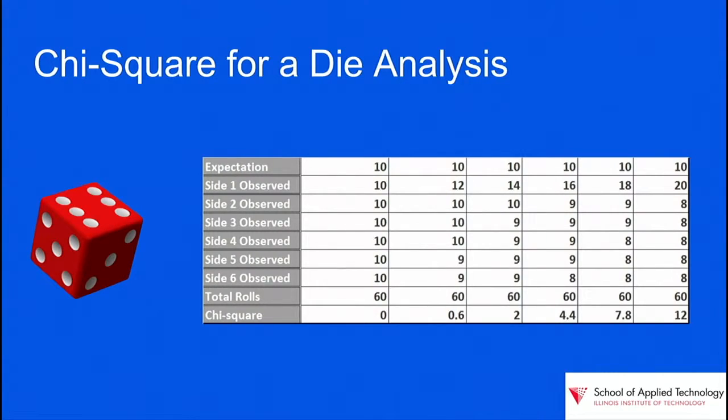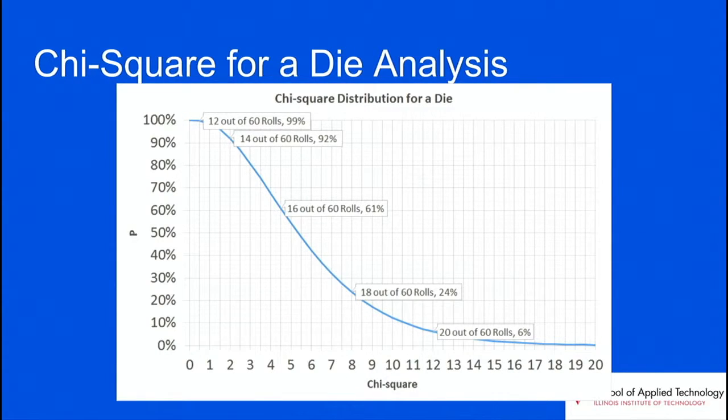If our die was perfect and we got 10 rolls for every side, we would get a chi-square value of 0, which means that with 100% certainty, those two sets of data relate. As we see that it starts weighting towards one side more, we're going to see that the chi-square value increases. So here's our chi-square distribution chart.